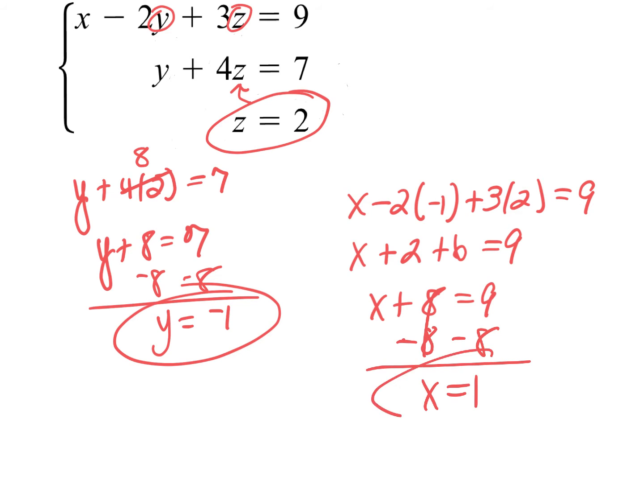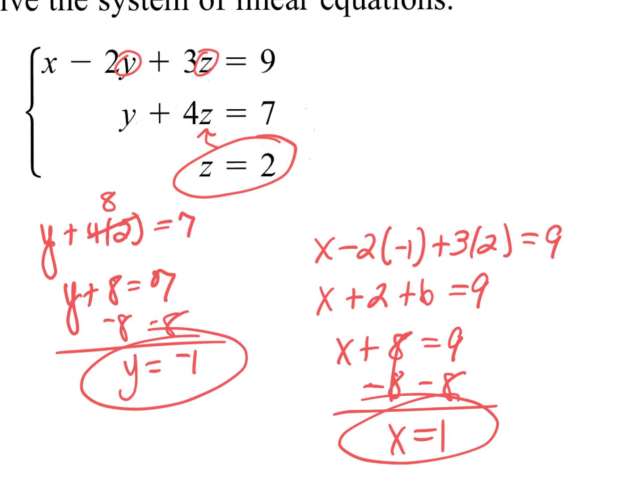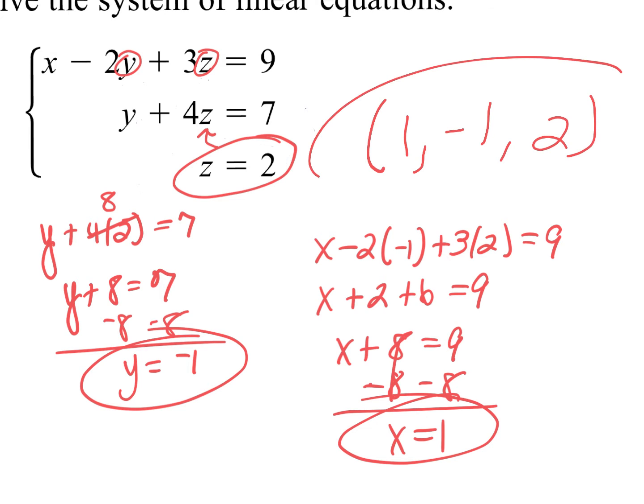So we don't leave our answers haphazardly written everywhere. We're going to write them as an ordered triple. And the order matters, guys. The x, y, z. It goes in alphabetical order. So your ordered triple would be 1, comma, -1, comma, 2. And that would be your answer.